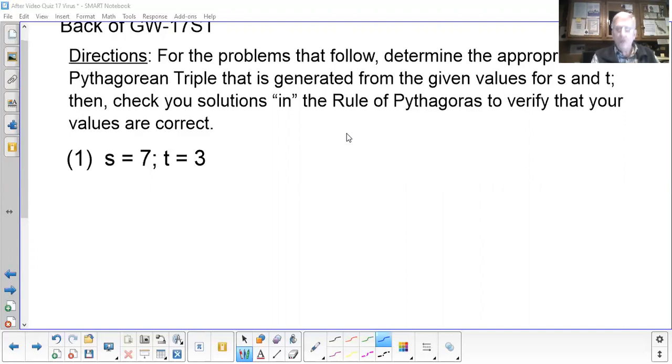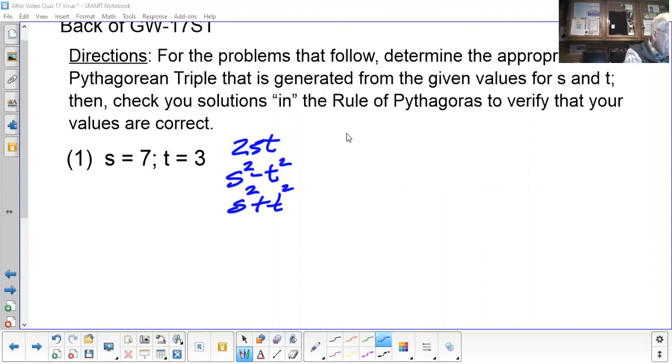So to use the S&T method to develop a Pythagorean triple, all you have to do is evaluate 3 different things. The first thing is 2ST, then S squared minus T squared, and then S squared plus T squared. And of course, S squared plus T squared will probably give you the hypotenuse each time. It should give you the largest number.